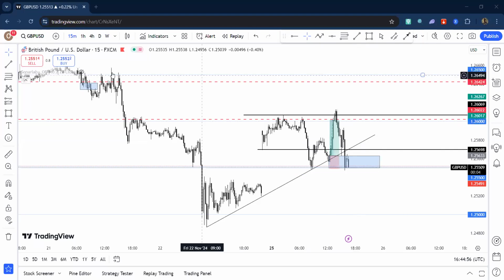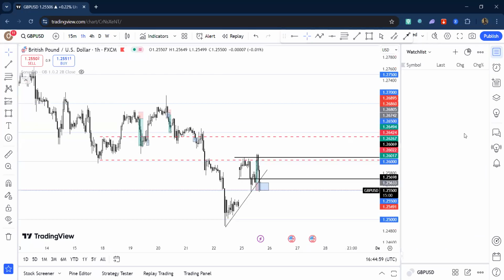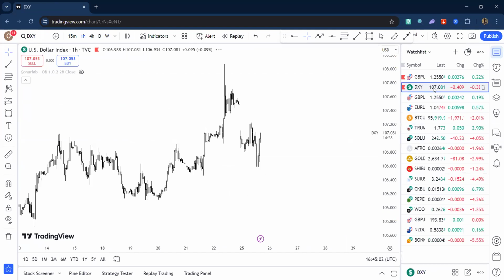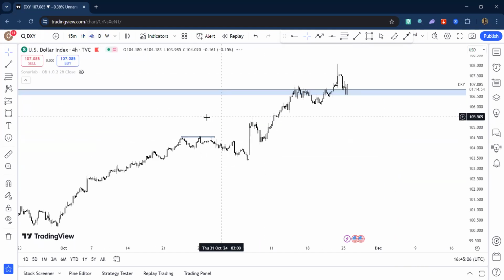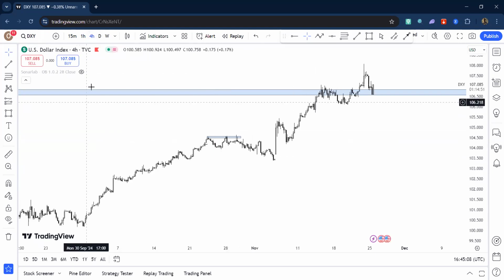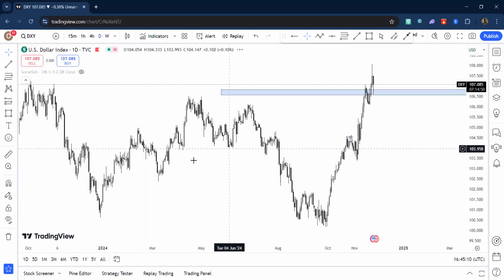All right, so once again, I'm here to do some easy analysis since it's a new week. Shall begin our analysis from the DXY. Okay, now the DXY has been bullish for a number of weeks.